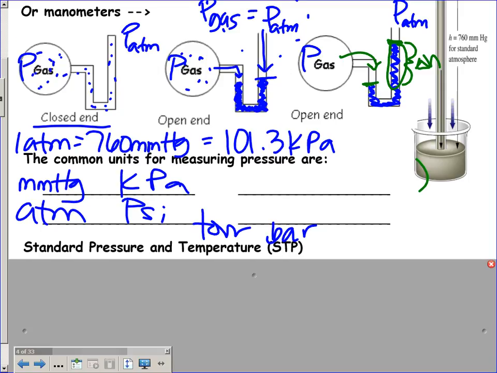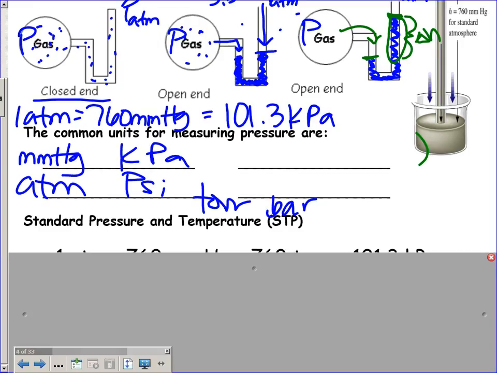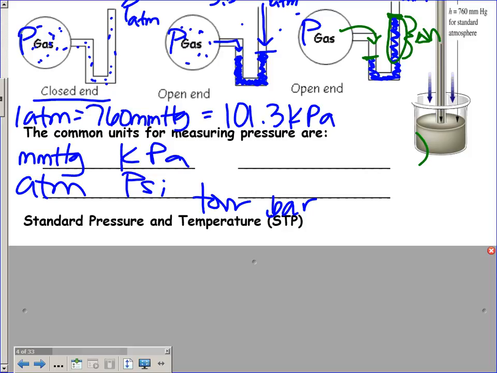Okay. What about standard temperature and pressure? Somebody tell me what standard temperature and pressure is. 273 Kelvin, which is how many degrees Celsius? 0 degrees Celsius. So what's the conversion between those? Celsius plus 273 would give us Kelvin.